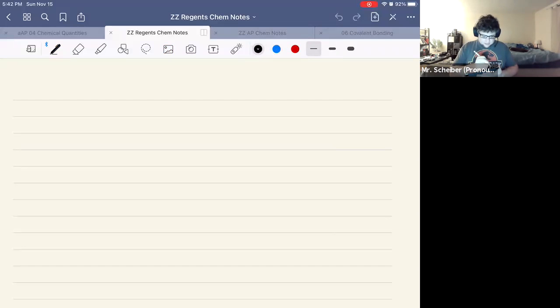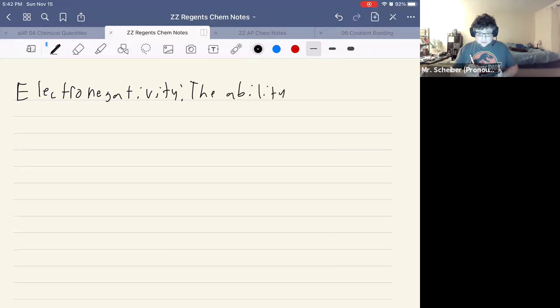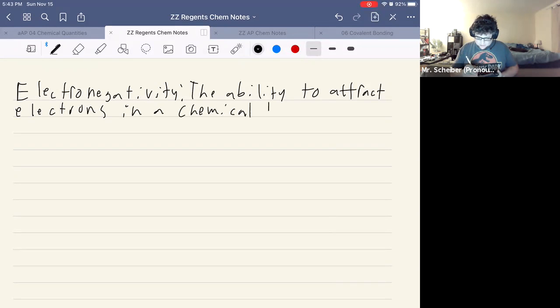So to start off with, let's remind ourselves about electronegativity, which is the ability to attract electrons in a chemical bond.